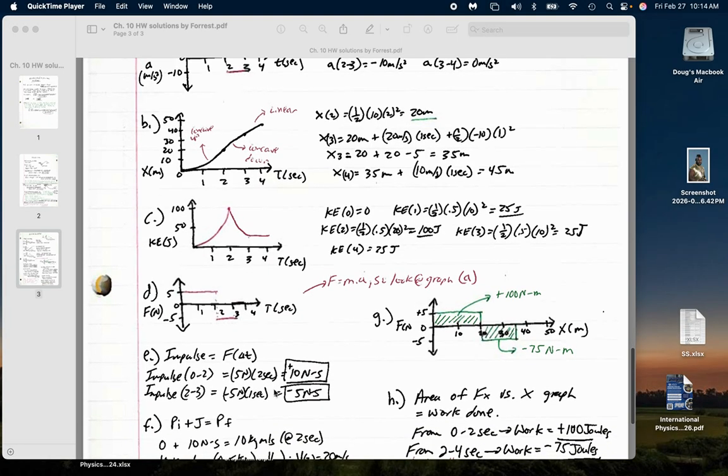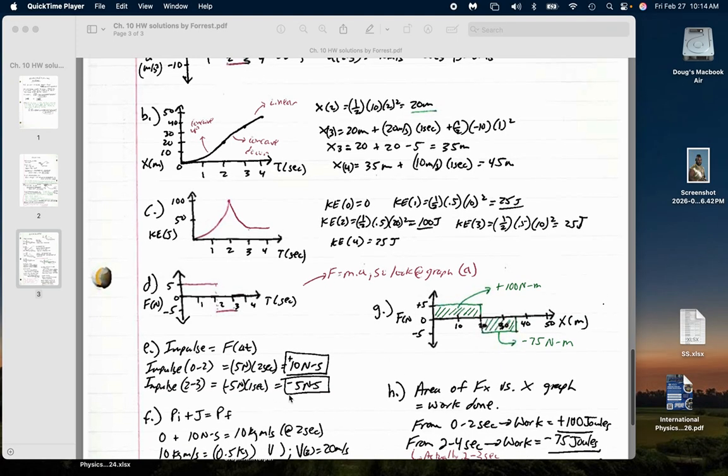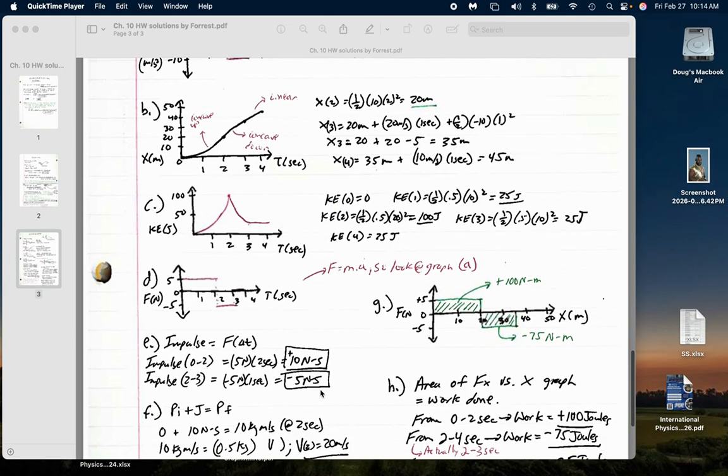For E, to find the impulse, impulse is force times time interval. So that's plus 10 Newton seconds from 0 to 2 seconds, negative 5 Newton seconds from 2 to 3 seconds. I think I may have asked from 2 to 4, but there's only a force from 2 to 3.